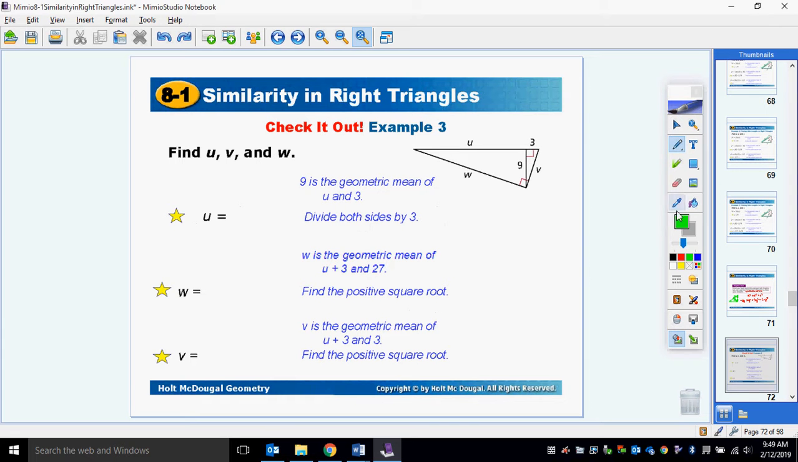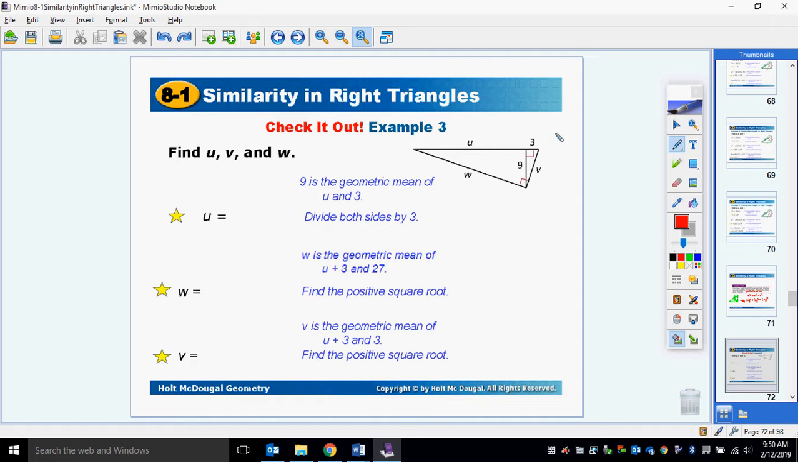All right, let's try one out. You can either pause the video and try it on your own, which I encourage you to do, and then press play and check your answer. Or if you're still pretty uncomfortable with what happened yesterday, well, let's just walk through it together. So I need to find lengths u, v, and w, and these are test-like questions.